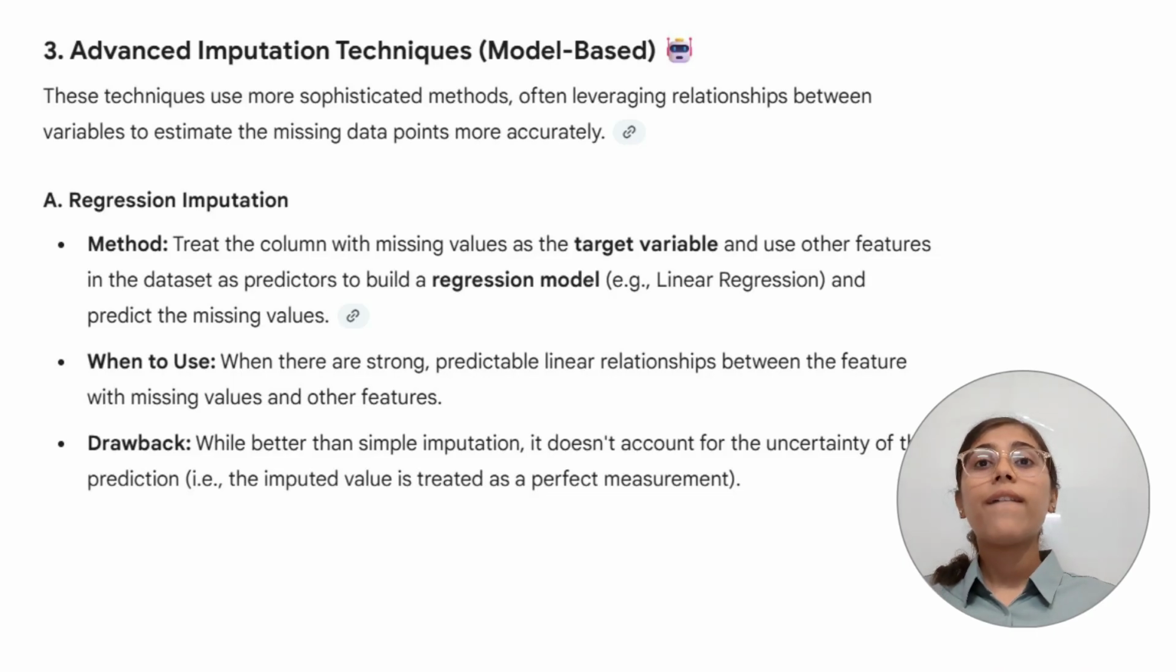Now, when to use? When there are strong, predictable linear relationships between the feature with missing values and other features. Now, let's take a look at its drawback. While better than simple imputation, it doesn't account for the uncertainty of prediction, which is, the imputed value is treated as a perfect measure.